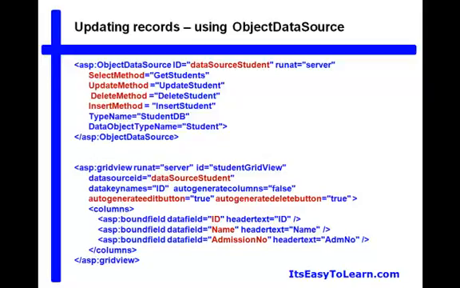Updating records using object data source is straightforward. We specify an update method, and similarly we do the same for delete or insert method. And if you look at the definition of the grid view while using the object data source, it is the same as what we did for the SQL data source. There is no change on the grid view definitions. The update method, delete method and insert method need to be methods on the studentDB class, and they should either accept a student object or return a student object.